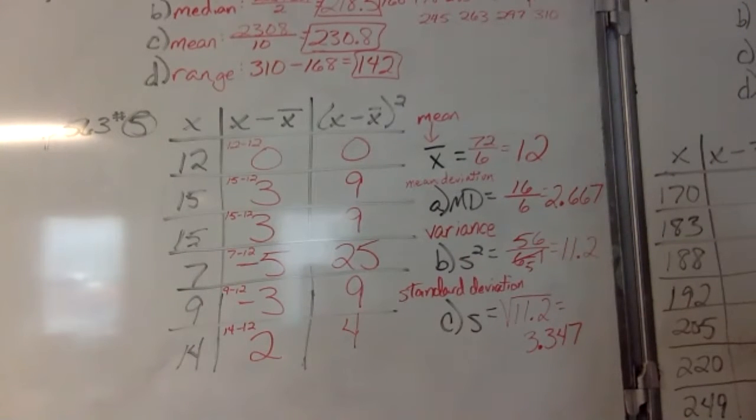Now, I'm going to go through these. I want to make sure. So, we talked about the difference between quantitative and qualitative. Mean, median, mode, and range. Those were easy to find.